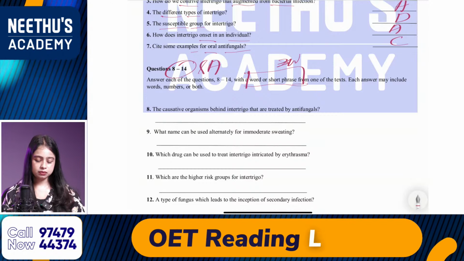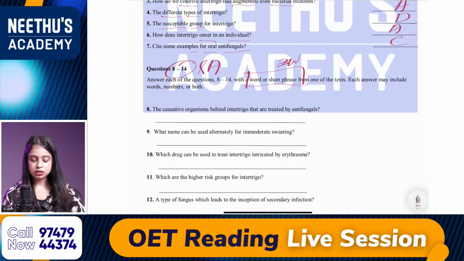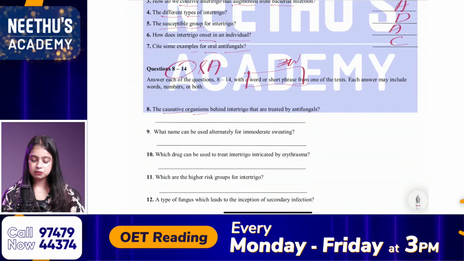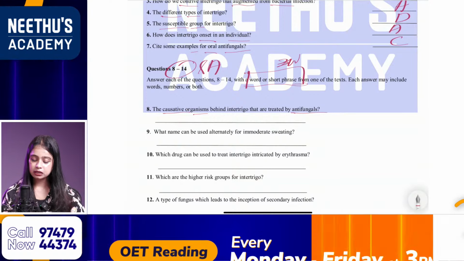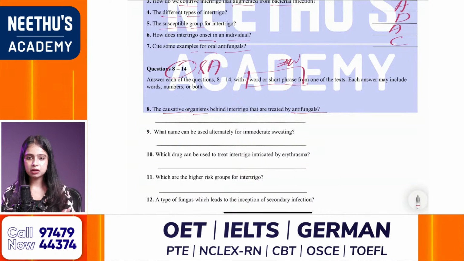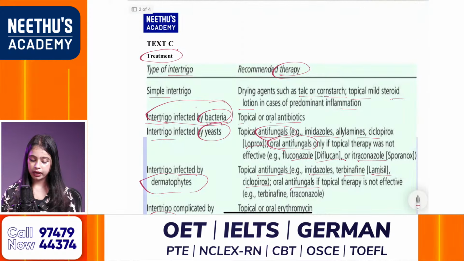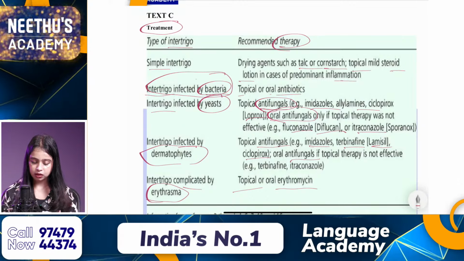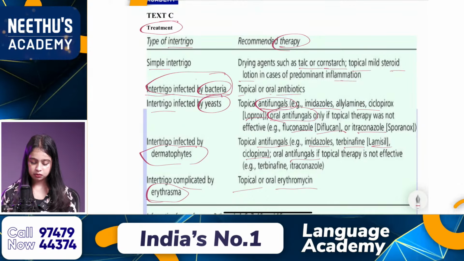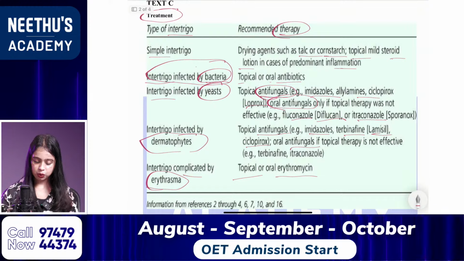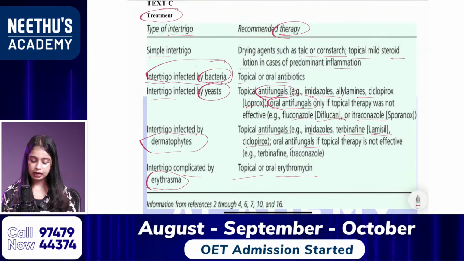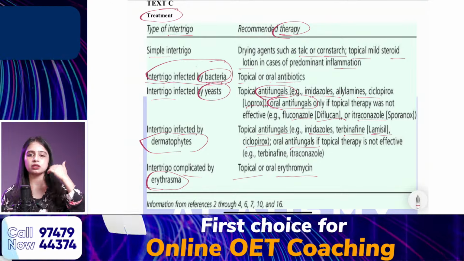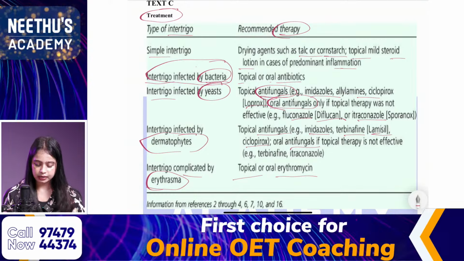Any idea? What are the causative organisms? My keywords: causative organisms and antifungal. The word antifungals is only mentioned in text C, and I'm searching for the other keywords. Antifungals, then what else? What is mentioned here other than that? Any idea? What about the 8th question? What is the answer? Causative organisms.